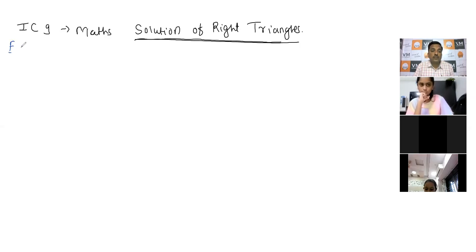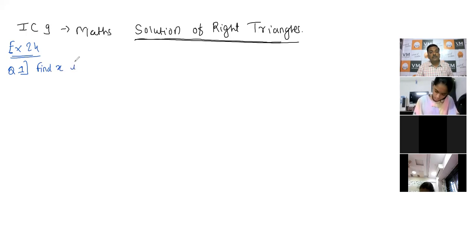So exercise 24. Which questions are there? Question number 1, question number 2, question number 3, question number 9, and question number 15 and 16. Question 1 is there, na? Okay. Yes, sir. So question number 1. Find x, if one diagram is given.